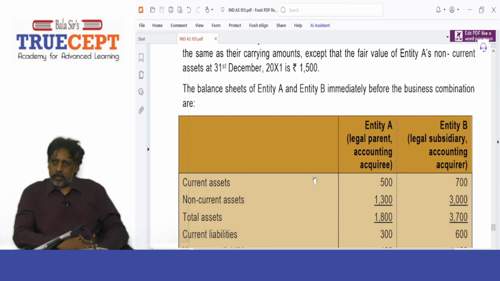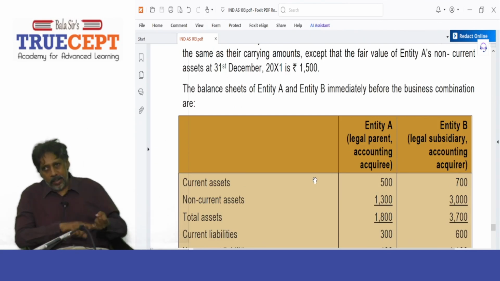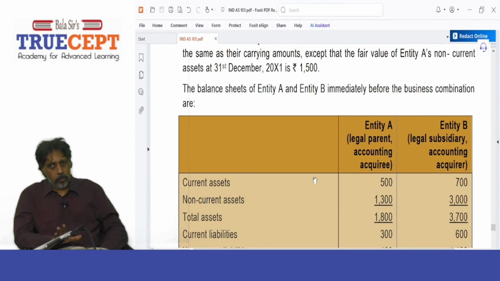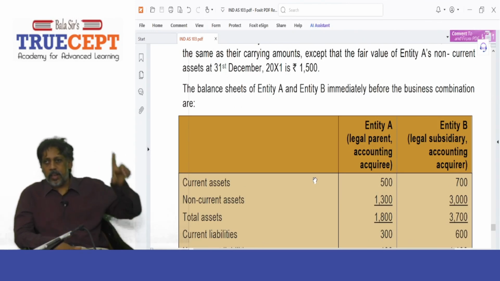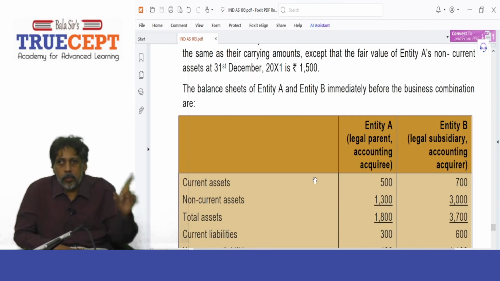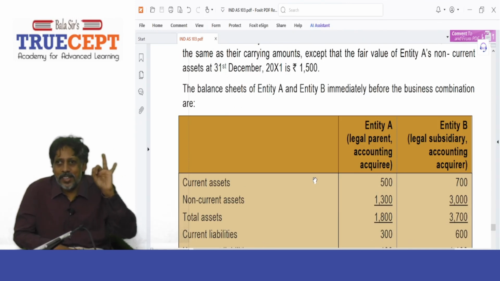You'll get used to it, don't bother. First time when I taught this sum, I was struggling. A, the legal parent, or they can say legal acquirer, they'll use that word also, but accounting acquiree. I go slow. A Limited, legal parent, or you can say legal acquirer, but accounting acquiree. What about B Limited? Legal subsidiary, or legal acquiree, but accounting acquirer.